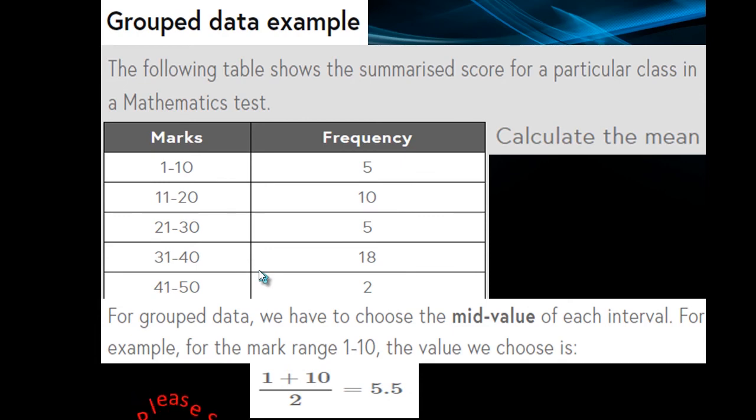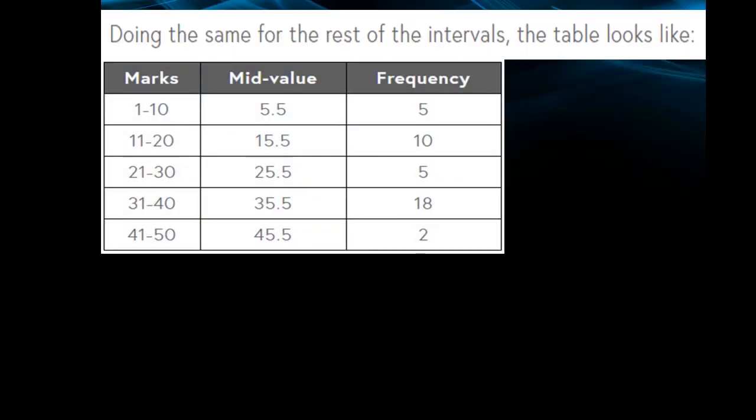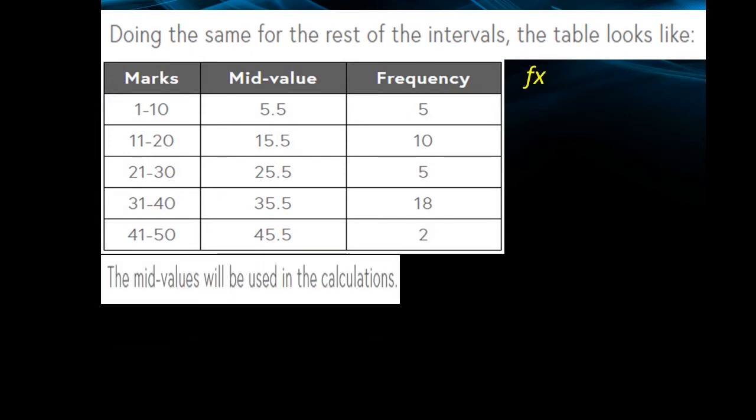Similarly, you have to find the mid number for each class. It will give you the result like this: the midpoint for the first interval is 5.5, for the second interval it's 15.5, and similarly you can find the rest. After this you have to find fx. In this case your x will be 5.5, as we have seen in the previous example, and for the second interval your x will be 15.5.